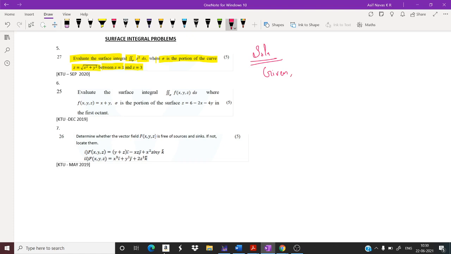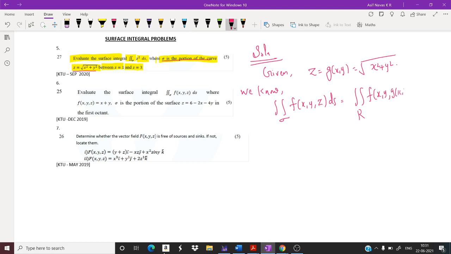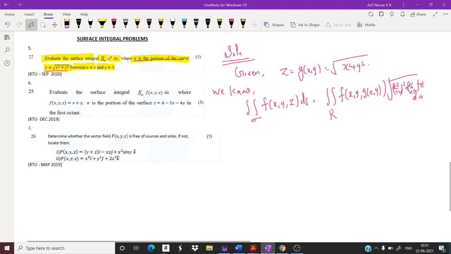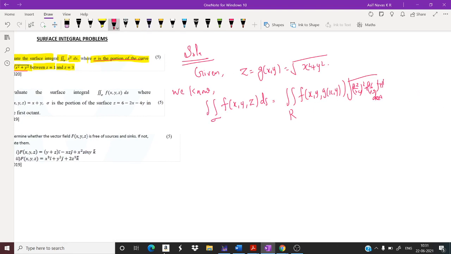Given, sigma is of the form z equal to g of x y, right? z equal to g of x y is equal to root of x square plus y square. Now we will write the formula: double integral over sigma f of x y z dS equals double integral over R f of x y g of x y times square root of dou z by dou x all square plus dou z by dou y all square plus 1 dA.